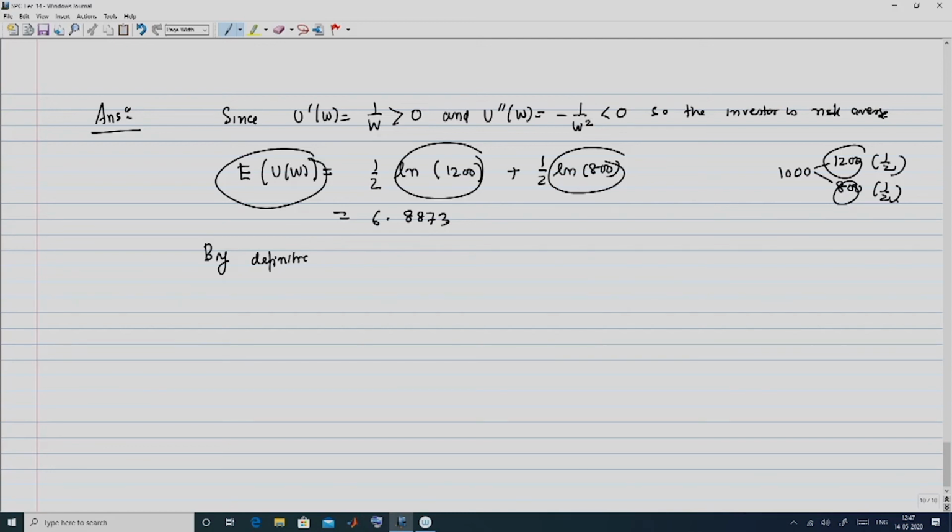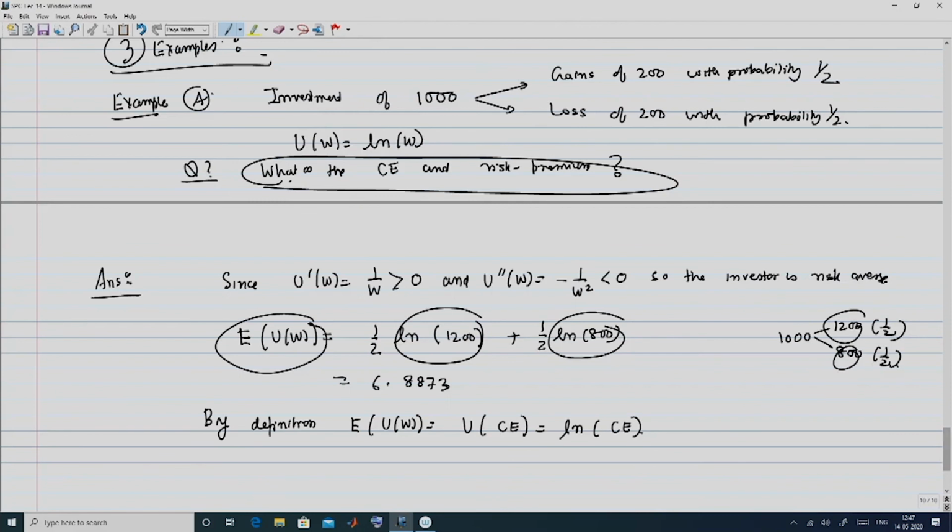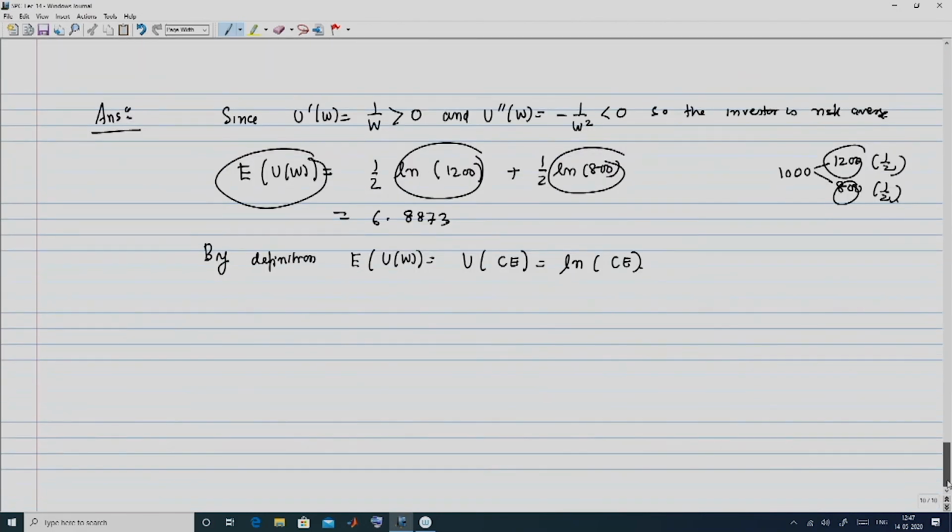So, by definition of certainty equivalent, E of U(W) is natural log of CE. So, remember that the expected utility of W is the utility of the certainty equivalent, and the utility function is log of W. So, this is going to be log of CE. Remember that this is a natural log. All right. So, what does this mean? This means that certainty equivalent is going to be the E raised to the expected utility.